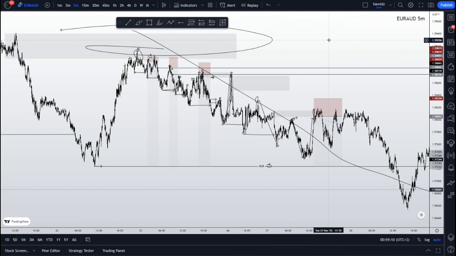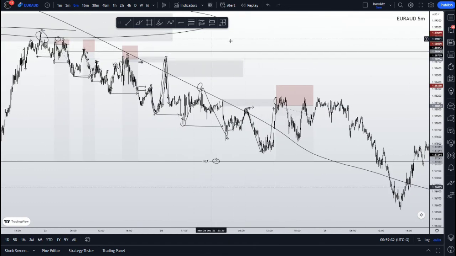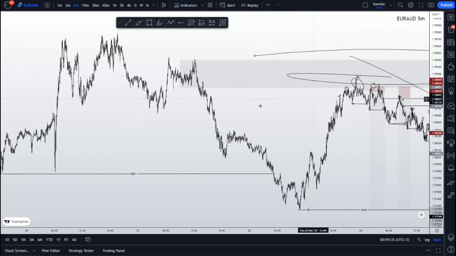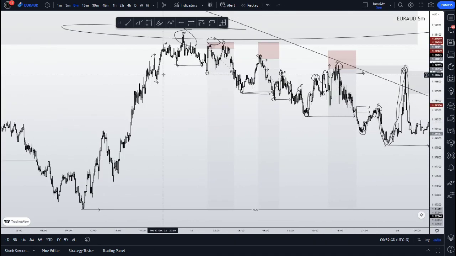As you can see, those Instagrammers or YouTubers that post those videos saying, look how leveraging works, growing $100 to $10,000, this is how it's done, right? They just use bigger lot sizes because they don't care if they lose that $100 or whatever, because it means almost nothing to them. So yeah, this is the whole package.